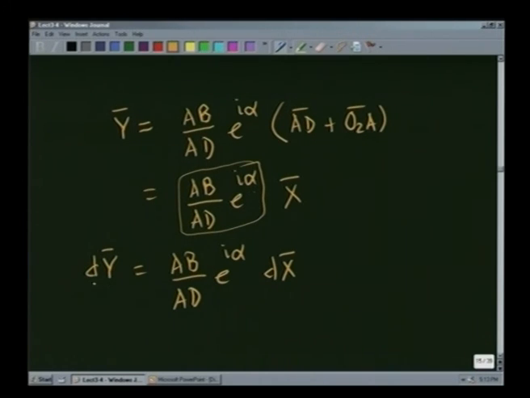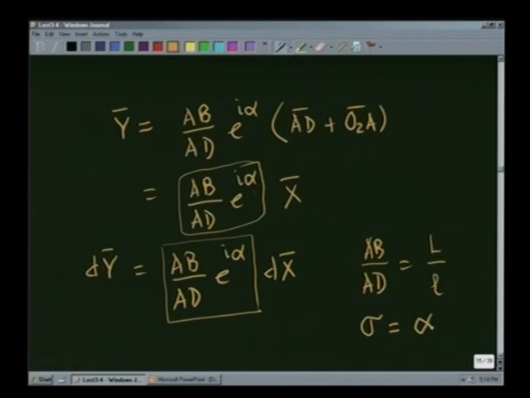So, we see that movements of y and x are very similar, but for this factor. That means, the movement is magnified by a factor AB by AD, which is the scale of reproduction which I wrote earlier L by L, and there is a rotation through an angle alpha in the counterclockwise sense. So, sigma, that is the change in orientation of the reproduction, is equal to alpha.